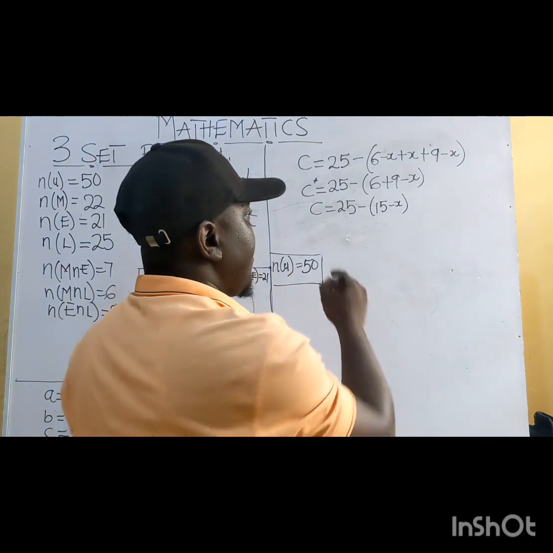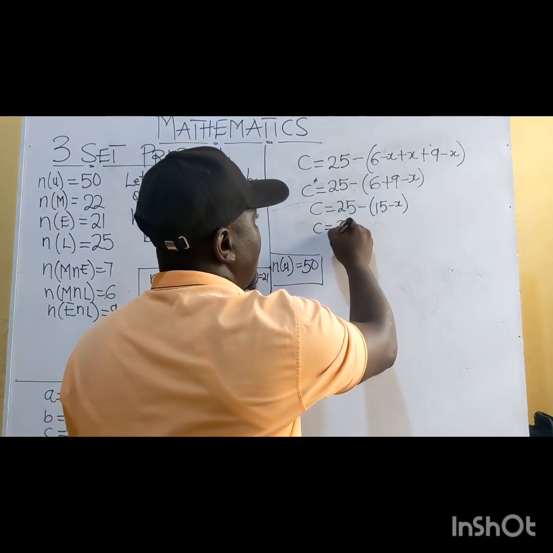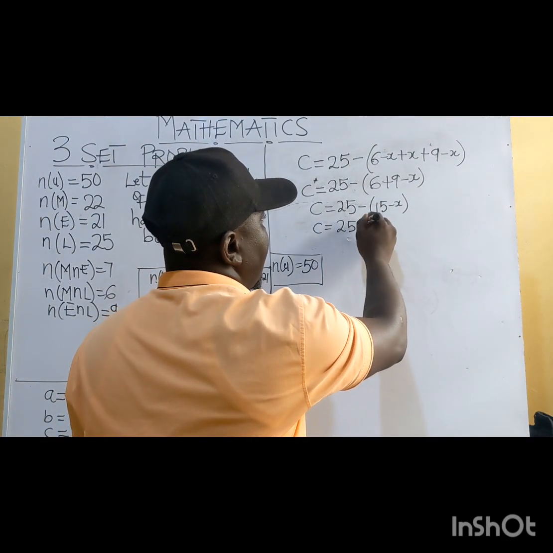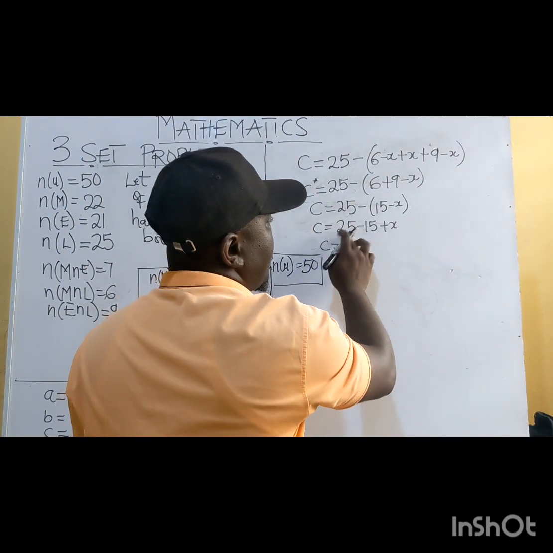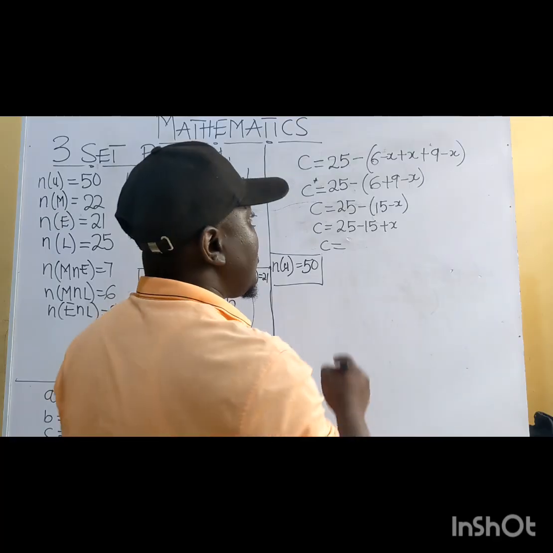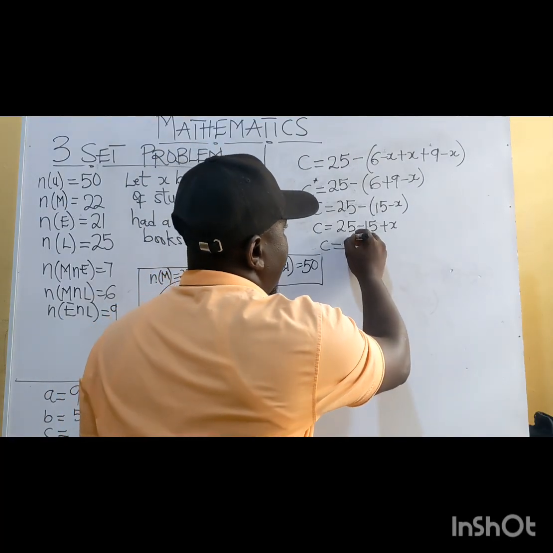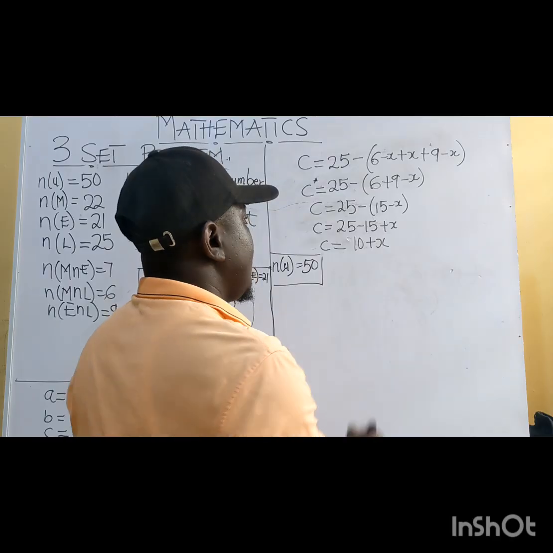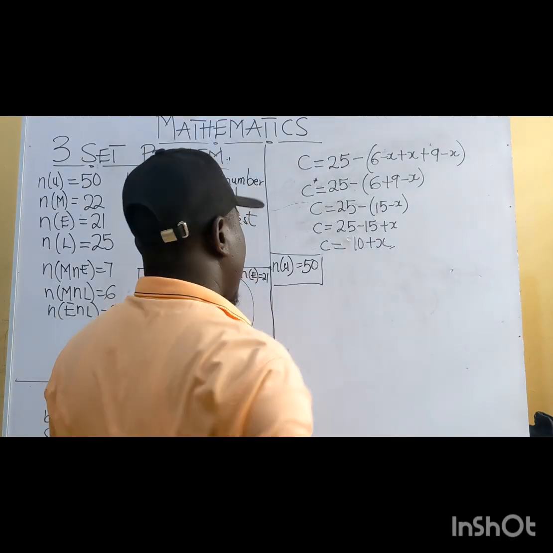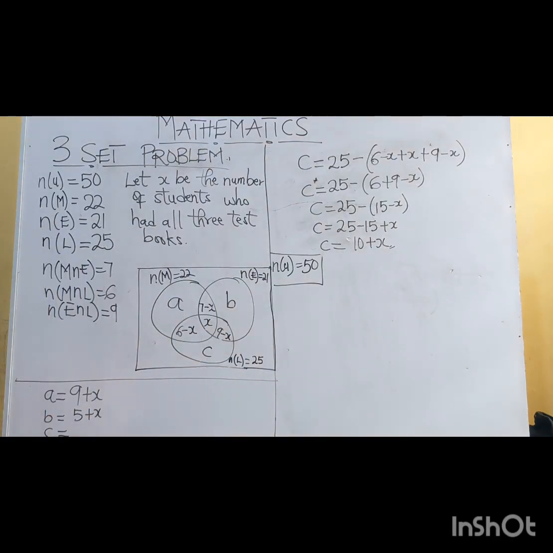Okay, I take off the bracket so that I can have c is equal to 25, giving me negative 15 plus x. This will give me c is equal to, when I do the subtraction, I should have 10 plus x. So we have our value for c as well. So here we have a, b, and then our c is 10 plus x.